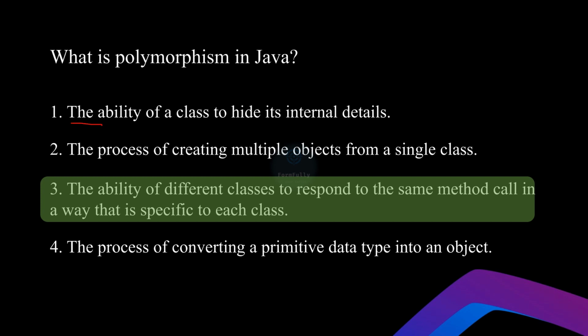The ability of a class to hide its internal details is incorrect because it is encapsulation, not polymorphism. Option 2, the process of creating multiple objects from a single class, is also incorrect because creating objects is a basic concept in OOPS but not specific to polymorphism. Option 4, the process of converting a primitive data type into an object, is incorrect because it describes autoboxing and unboxing, which is a feature related to converting primitive data types into their corresponding object wrappers, but it is not the definition of polymorphism. So the correct option is 3.